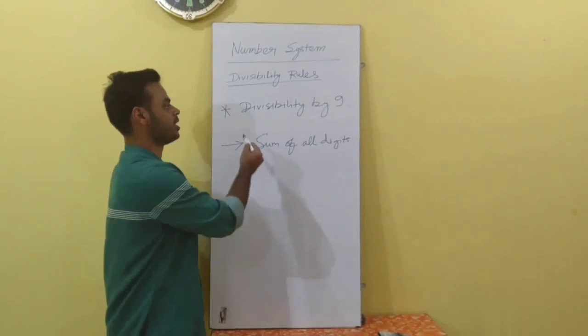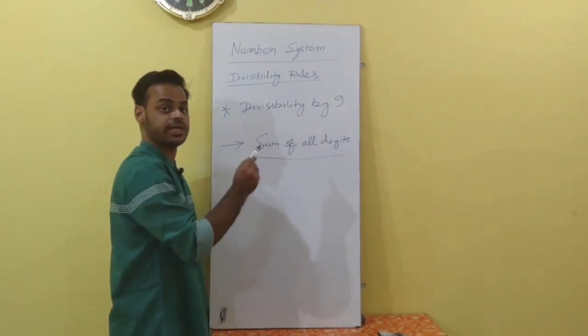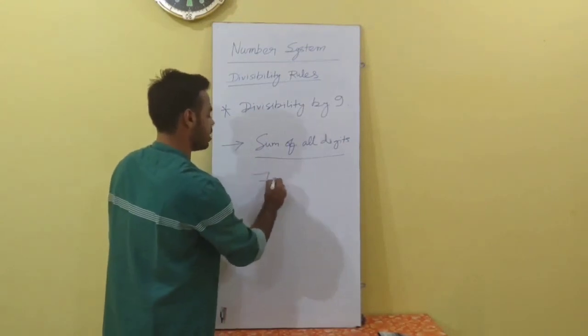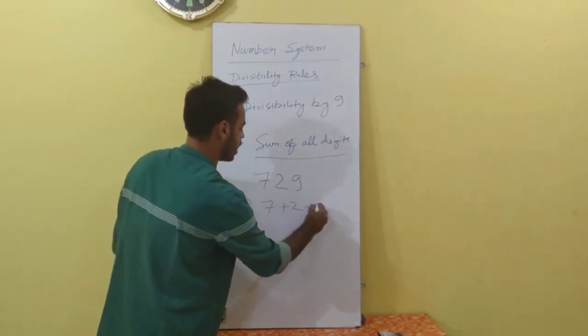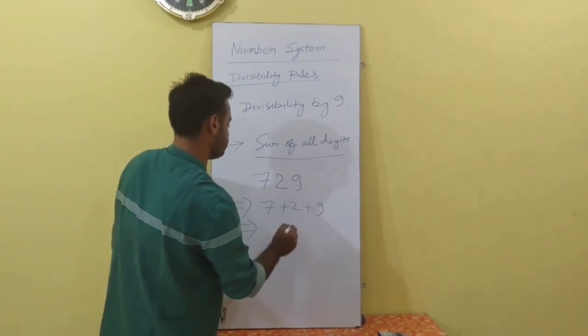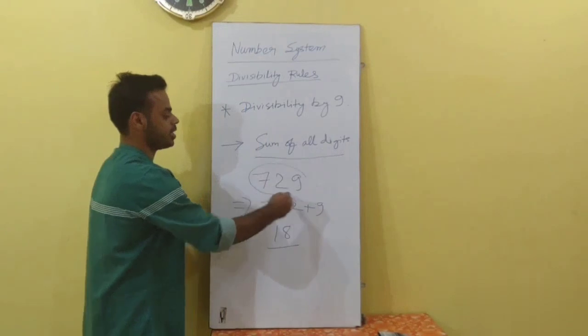Students, we will check the divisibility by 9. Here we will check the sum of all digits, once again as we did in the case of 3. Let us take the example, the number 729. The sum of all digits here is 7 plus 2 plus 9, which is equal to 18. As we know that 18 is divisible by 9, hence this number 729 is completely divisible by 9.